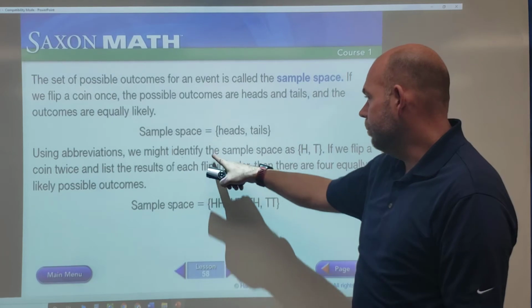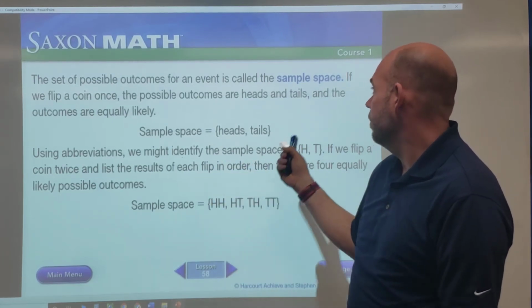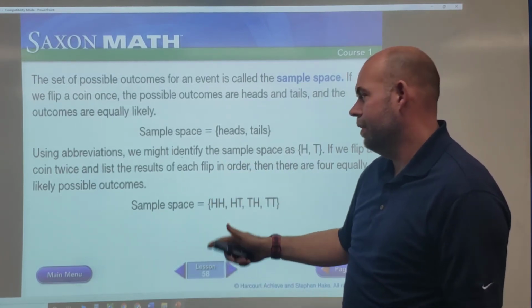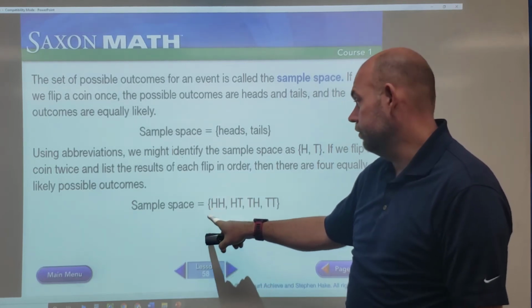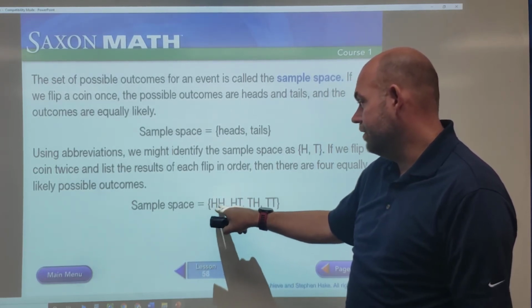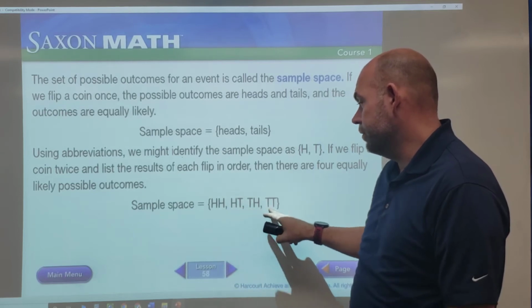All right? Using abbreviations, we can identify those. So if we're rolling a die, for example, or not rolling a die, flipping a quarter, we can get heads or tails. And if we have 2, it could be heads, heads, heads, tails, tails, heads, or tails, tails.